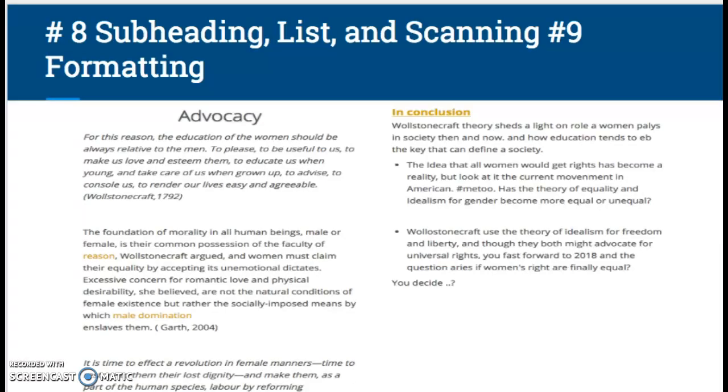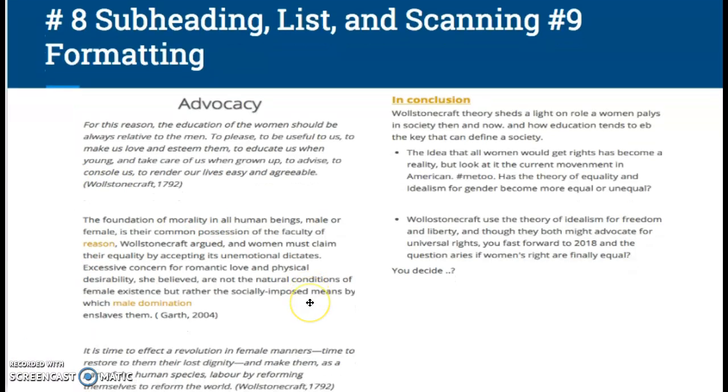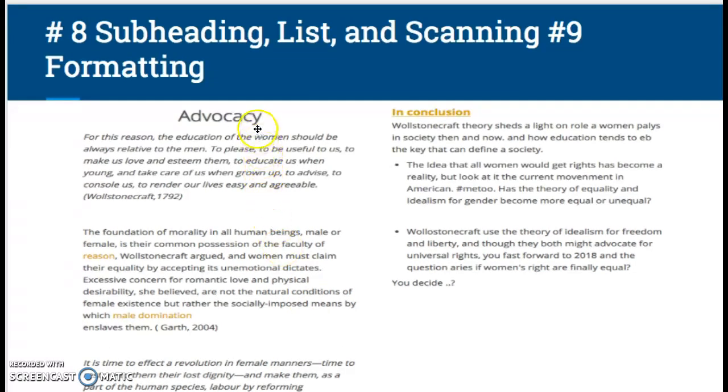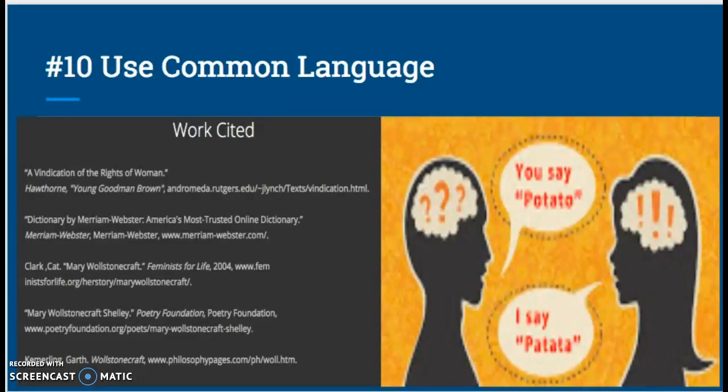Numbers 8 and 9 are subheads, lists, and scanning, and formatting, and usually these two are pretty straightforward. Always use subheads for creating web pages because they're attention seekers. And for formatting, always start from beginning to end. Don't be all over the place. As here, I finish with advocacy and then conclusion. That's usually best. And finally, number 10, use common language. Please use language that everybody is able to understand. You don't want to be running around everywhere.